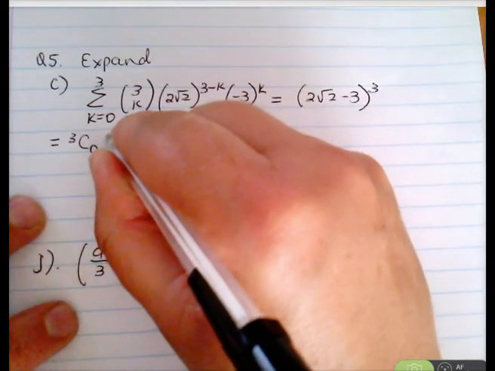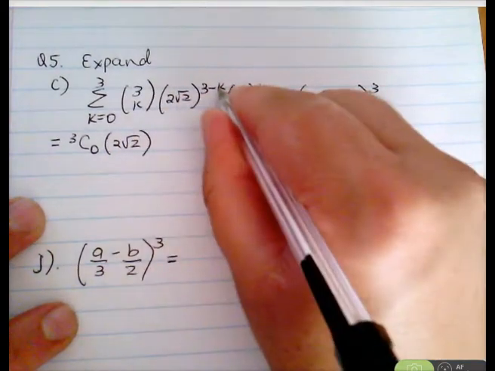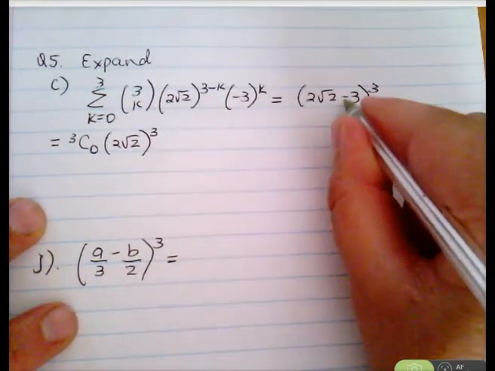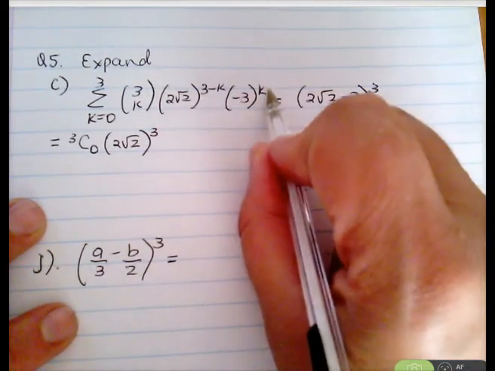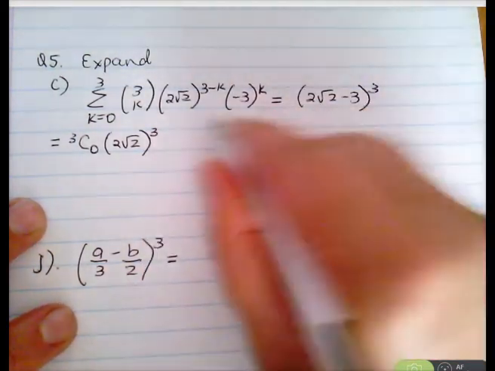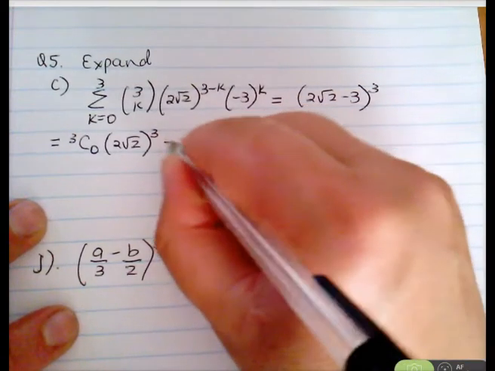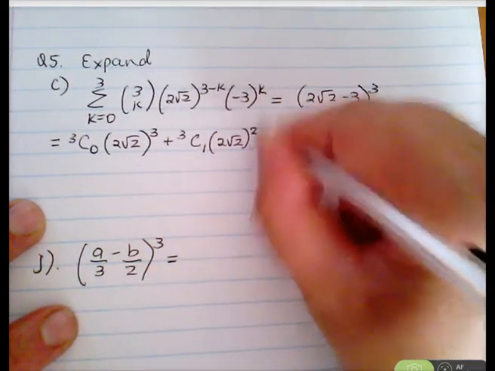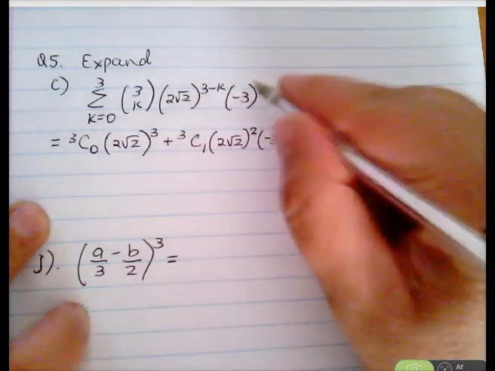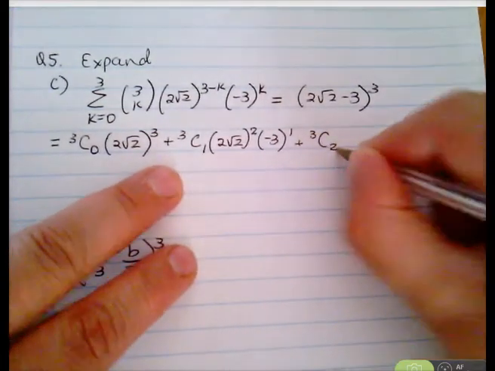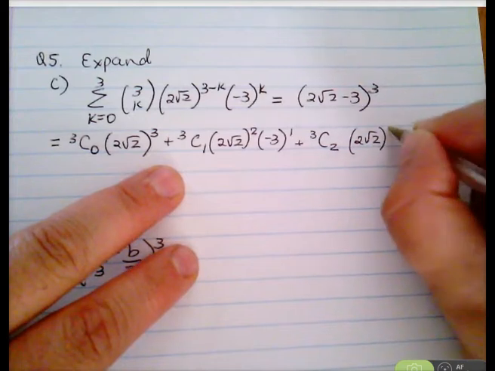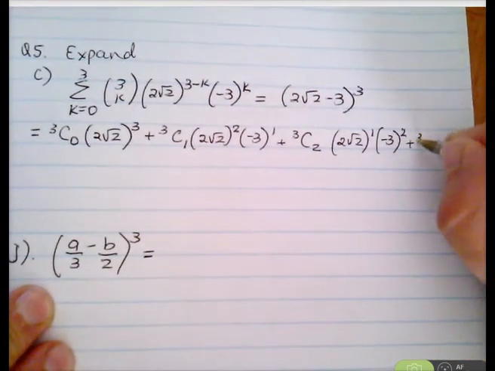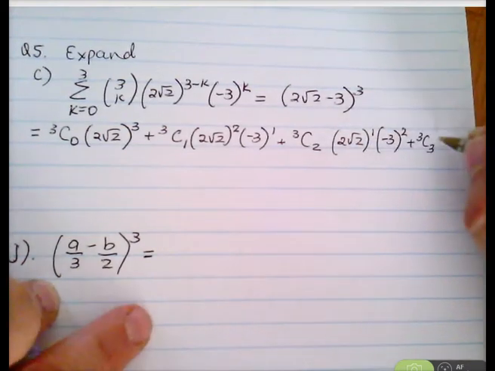Then we've got 2 root 2, and if k is 0 first, you get 3 minus 0, or we do the highest power there. Then we've got, remember, no power, negative 3 to the 0, which is just 1, so we don't have any powers of negative 3 in the first term, plus 3 choose 1. We've got 2 root 2 squared, and then bring in 1 power of the negative 3, plus 3 choose 2. We've got 2 root 2 to the power of 1, negative 3 squared. And then our last term is plus 3 choose 3, no power of the 2 root 2, and we'll have negative 3 cubed.